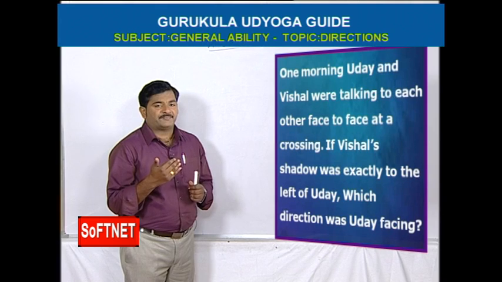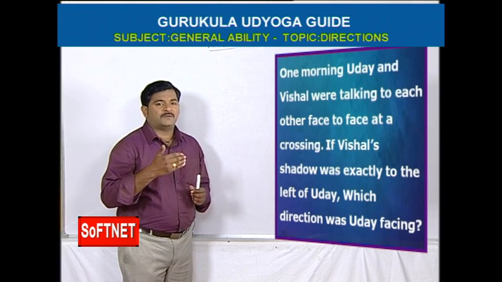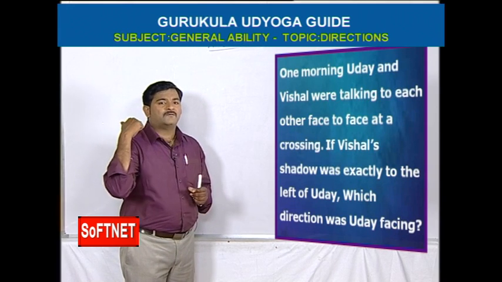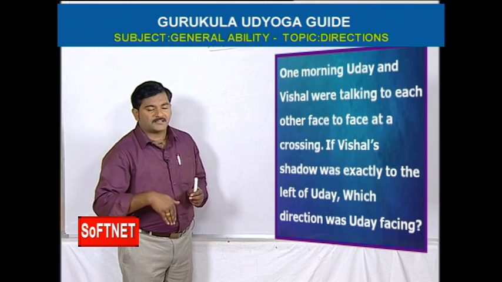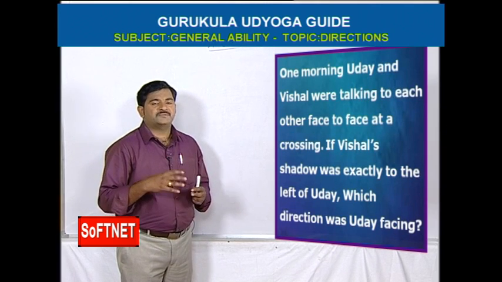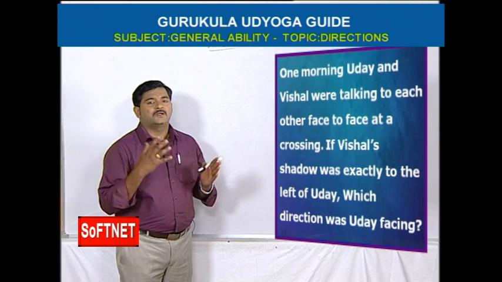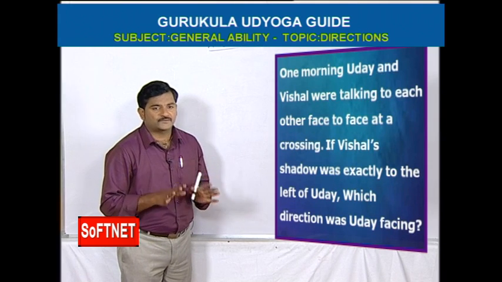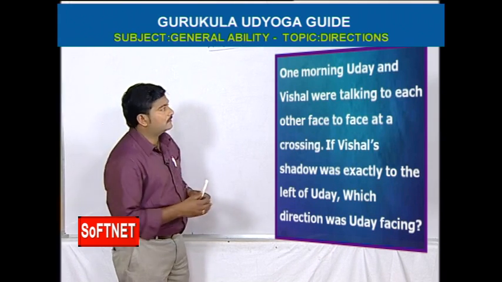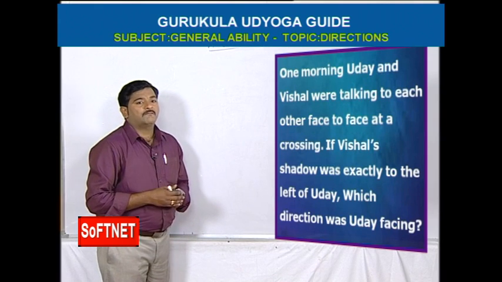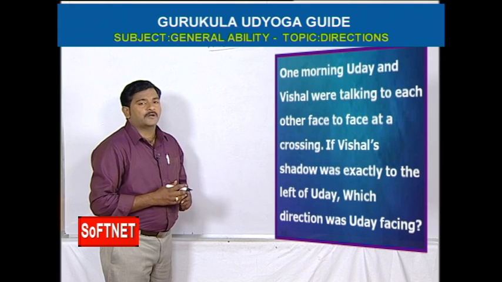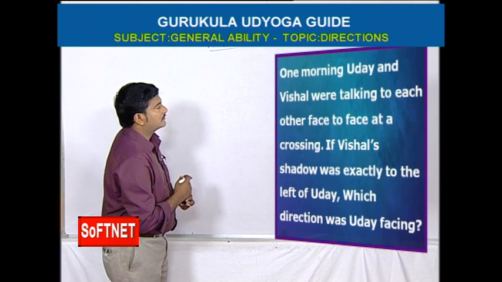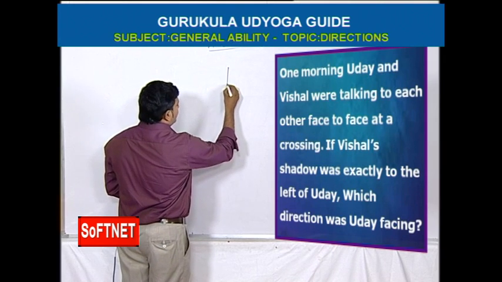I told you, in the morning time, at the time of sunrise, the shadow will always be towards the west if the person is facing towards east. Or else in the evening time, at the time of sunset, the shadow of an object is always towards the east direction. Like that we have seen 4 points. Based on those 4 points we are going to discuss the shadows part. What is the given question in shadows? One morning Uday and Vishal were talking to each other face to face. And for example, now I am taking 4 directions.